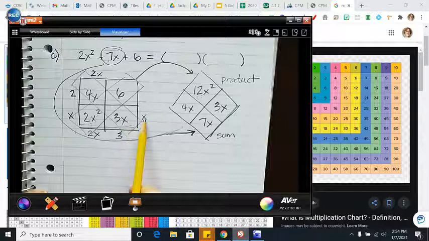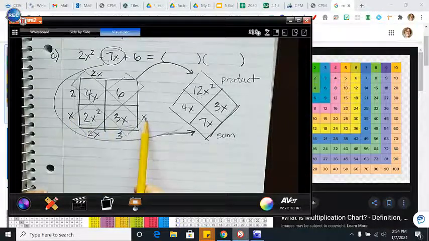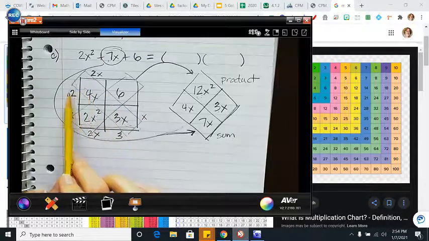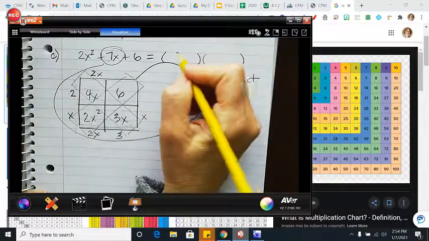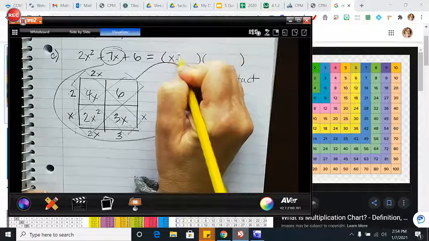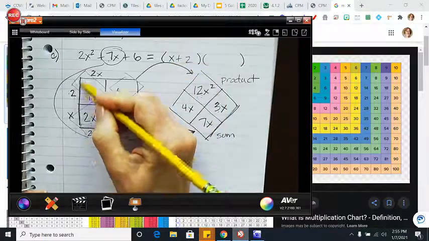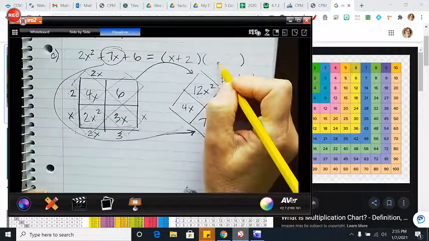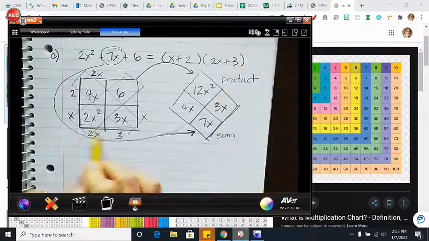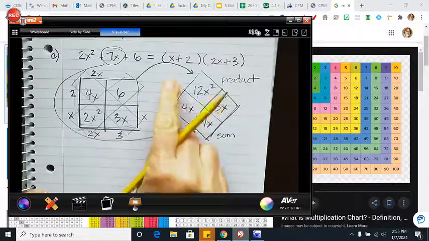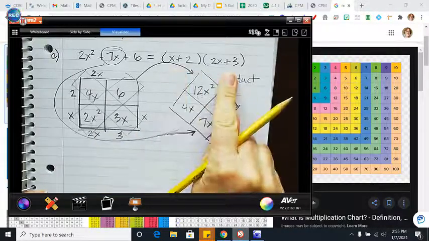But if it helps to put that term across from where it is to help you figure out that other missing term, go for it. Okay, so my product here is going to be x plus 2. This side is x plus 2, and then this side is 2x plus 3. That's what you're typing in for the check-in.